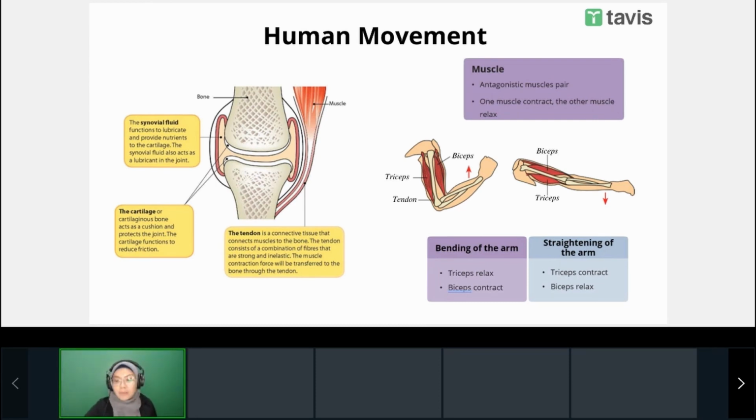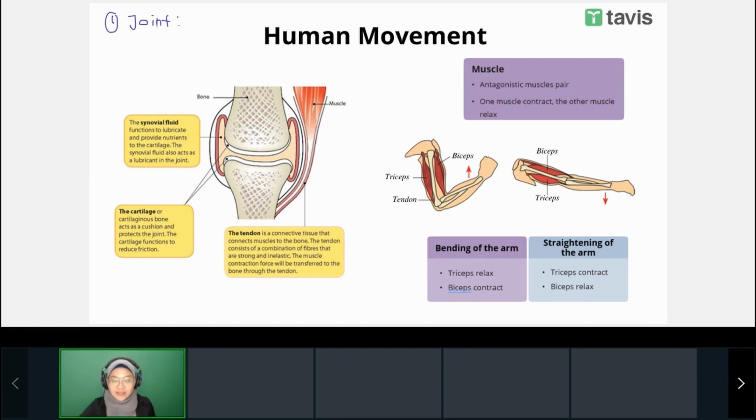When we talk about movement, you have to remember joints. What is a joint? We did learn this in primary 6 or primary 5. What do you think is the function of our joints?